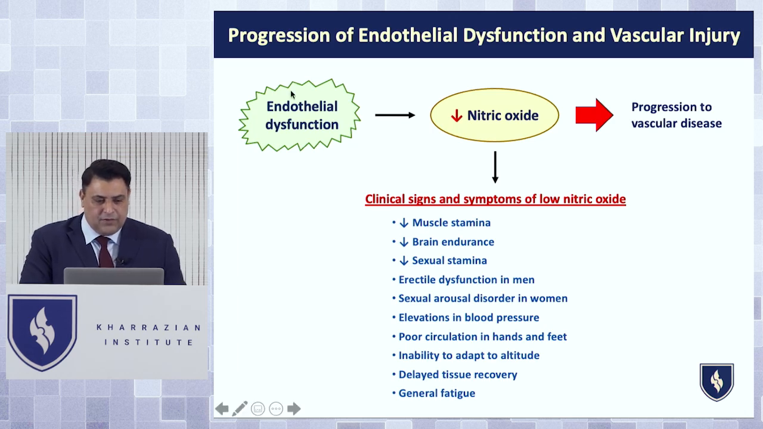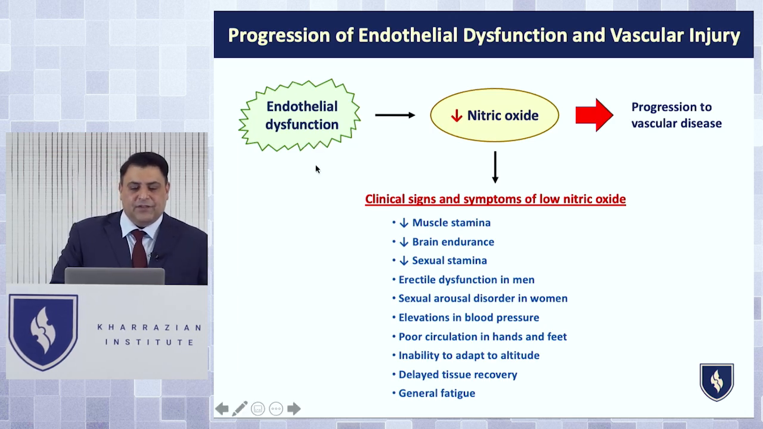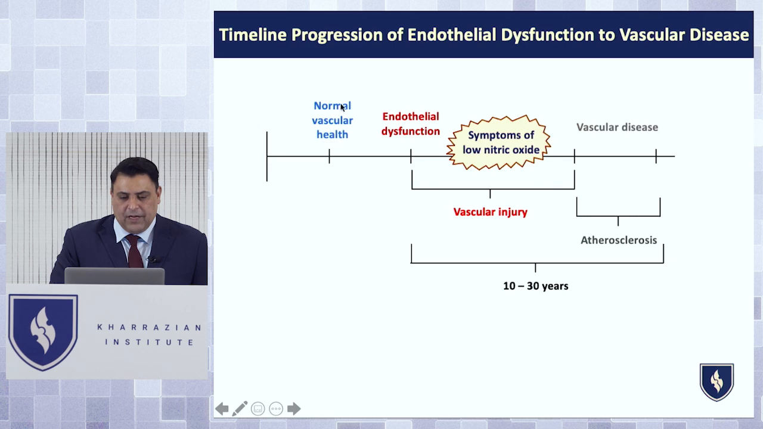But when the endothelial cells start to dysfunction and before you get full-blown vascular disease, these are the clinical symptoms that will show up first. So here's an illustration of that: normal vascular health, endothelial dysfunction, symptoms of nitric oxide levels that are low, like we just went over. So there's vascular injury happening here. And then somewhere from the symptoms of low nitric oxide over the next 10 to 30 years when atherosclerosis and vascular disease pops up. So as a clinician, you want to look for these early symptoms as much as possible in a preventive medicine model and try to do things to optimize that.